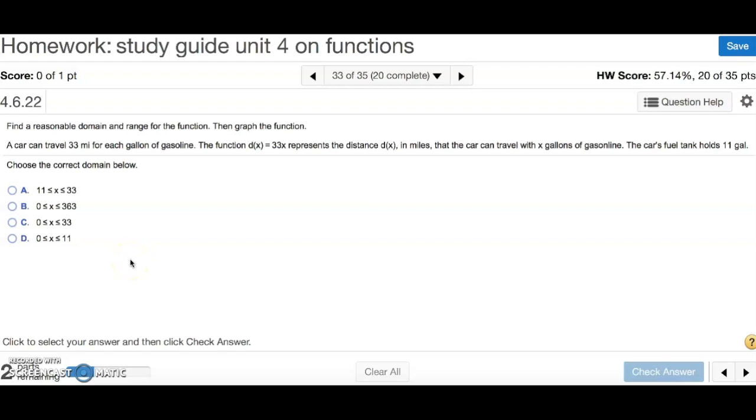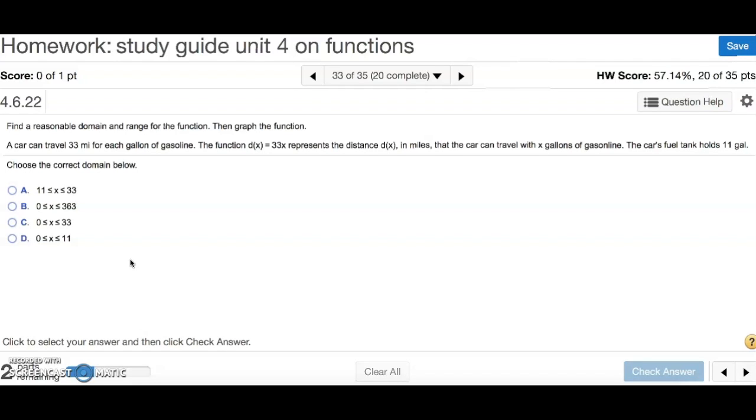Number 33. Find a reasonable domain and range for the function, then graph the function. A car can travel 33 miles for each gallon of gasoline. The function d of x equals 33x represents the distance d of x in miles that the car can travel with x gallons of gasoline. The car's fuel tank holds 11 gallons.